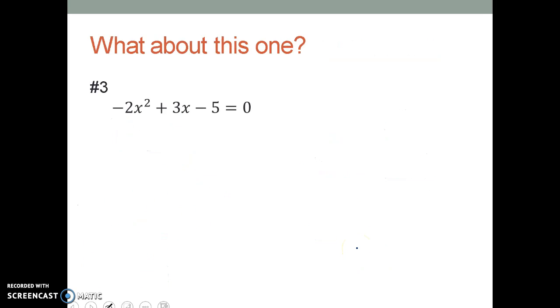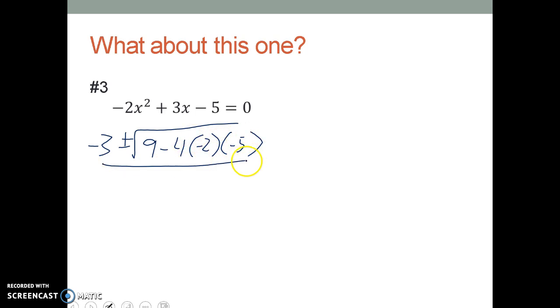Let's see how this works with a problem that looks like this. We have negative b is going to be negative 3 plus or minus the square root of b squared, which is 9, minus 4 times a, which is negative 2, times c, which is negative 5, over 2 times a, which is negative 4. So if I take the radical part, it's going to be 9, and I have 3 negatives now. So it's going to be minus 4 times 2 is 8, 8 times 5 is 40. And so this is negative 31.